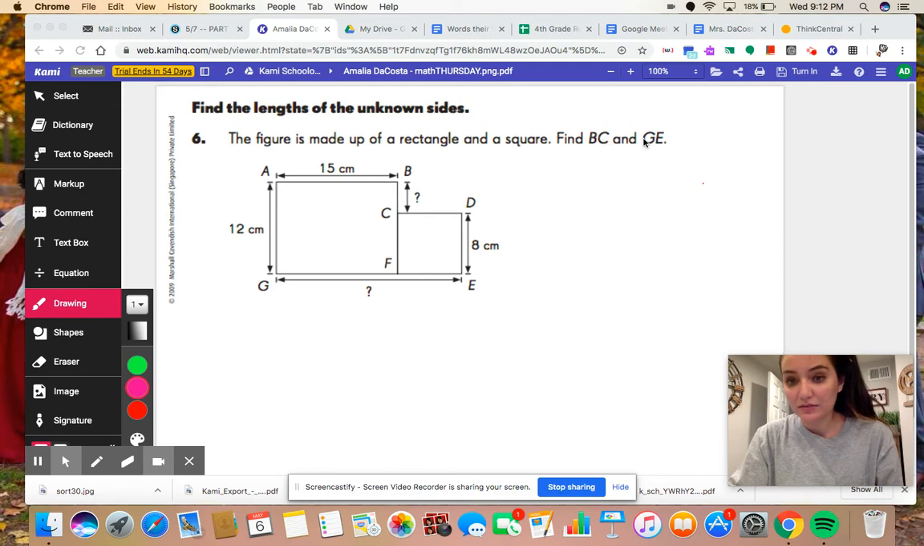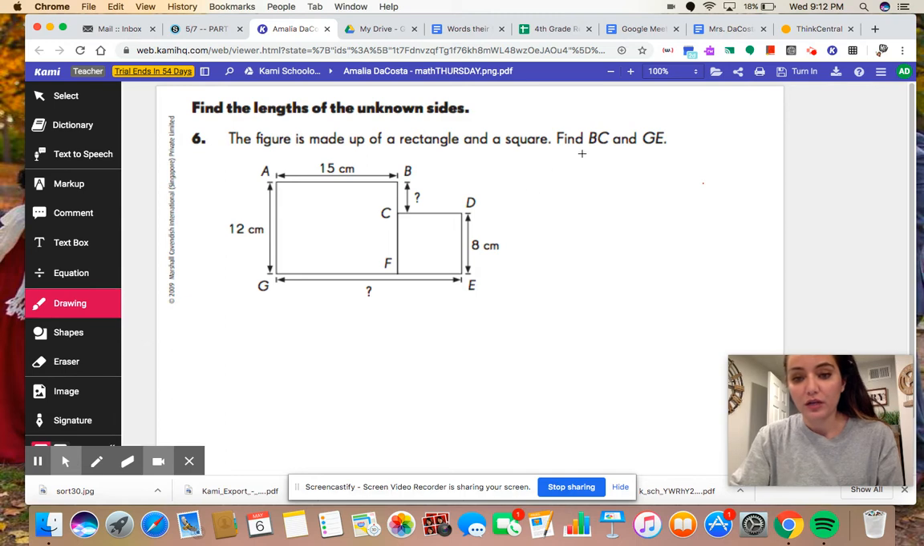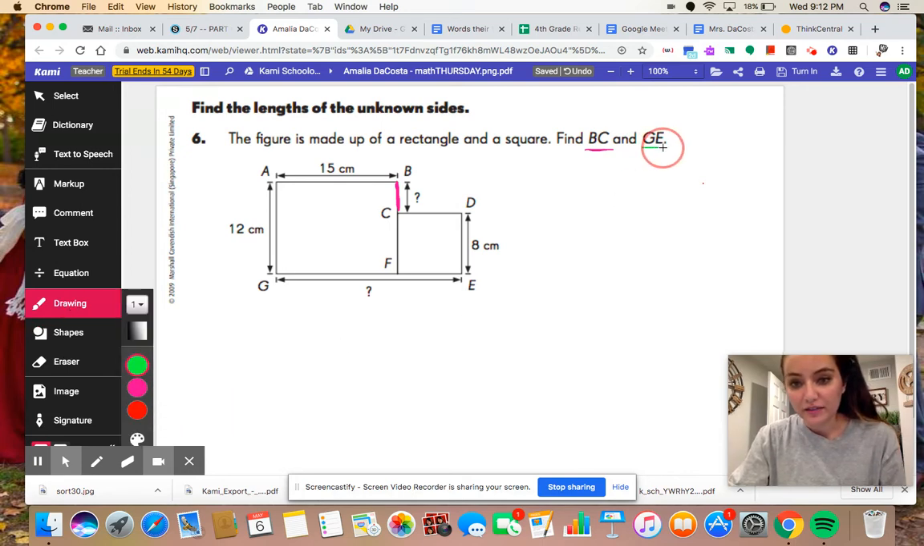Find BC and GE. So the first thing I'm going to do is take my drawing tool and find where BC is in the shape. Here's the letter B, this corner right here, and here's C. So I need to find how long this line is that's highlighted in pink. Now let me take a different color. I'll use green. I need to find where GE is. Oh, GE is this long line right here, highlighted in green. These are the two lengths that I need to find.